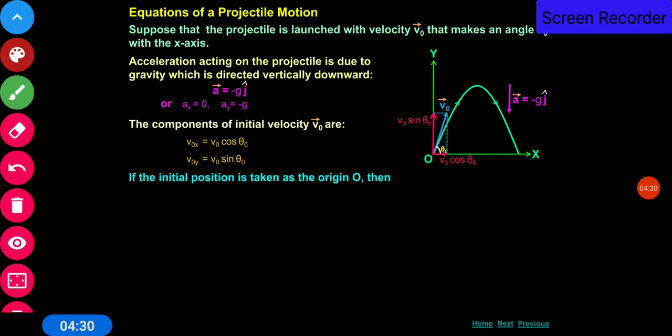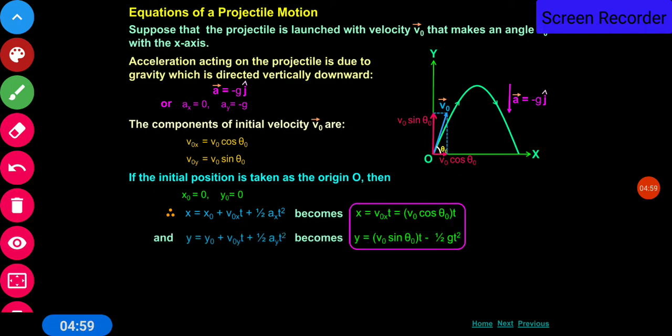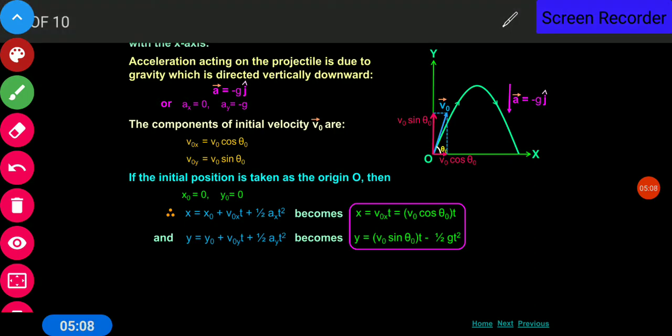If the initial position is taken as the origin O, then x naught is equal to 0 and y naught is equal to 0. Therefore, from the second equation of motion, x is equal to x naught plus v naught x t plus half ax t square. This will reduce to x is equal to v naught x t, which is v naught cos theta naught t, because along the x-axis ax is equal to 0. Along the y-axis this will reduce to y is equal to y naught plus v naught y t plus half ay t square, which becomes v naught sin theta naught t minus half g t square.